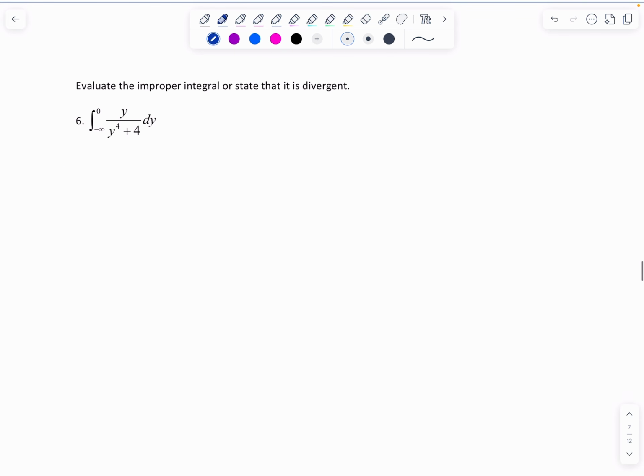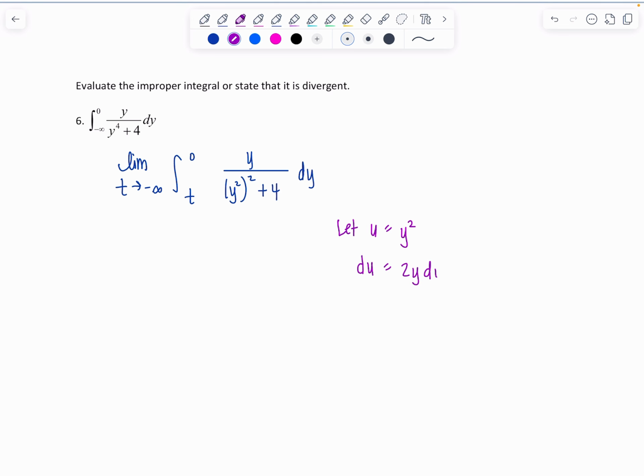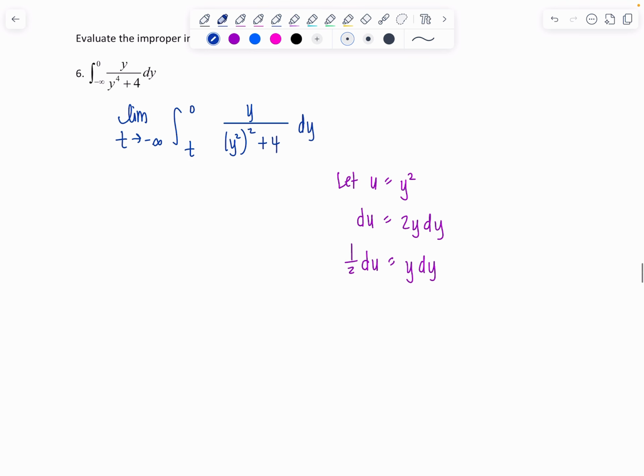Evaluate the improper integral or state that it is divergent. The absolute first thing you need to do is rewrite it as a limit. This is the limit as t goes to negative infinity, from t to 0, of y over, and then the key here is to write y squared squared as y to the fourth, dy. Then hopefully you can see you're going to make a substitution. You're going to let u be y squared, and then du is 2y dy, so 1 half du is y dy. And then my limits of integration will change as well. So we've got the limit as t goes to negative infinity, it'll be t squared, this is still 0. And then I have 1 half du over u squared plus 4.